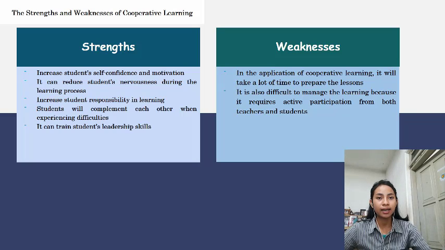Gufron also stated that the application of cooperative learning can train students' leadership skills, such as managing multiple tasks or assignments, and also can keep all students on track.